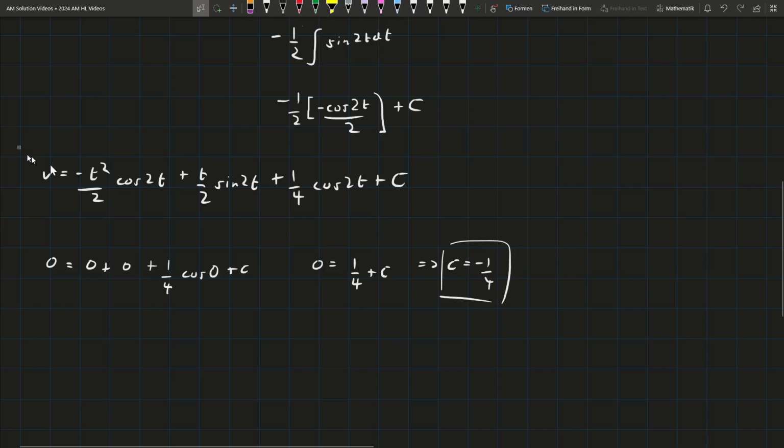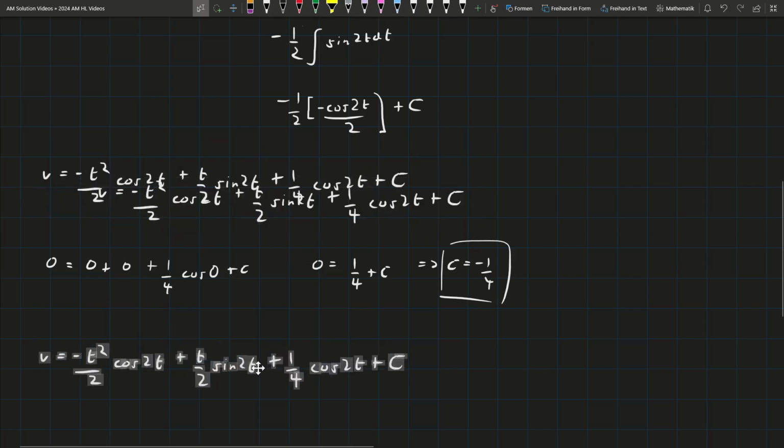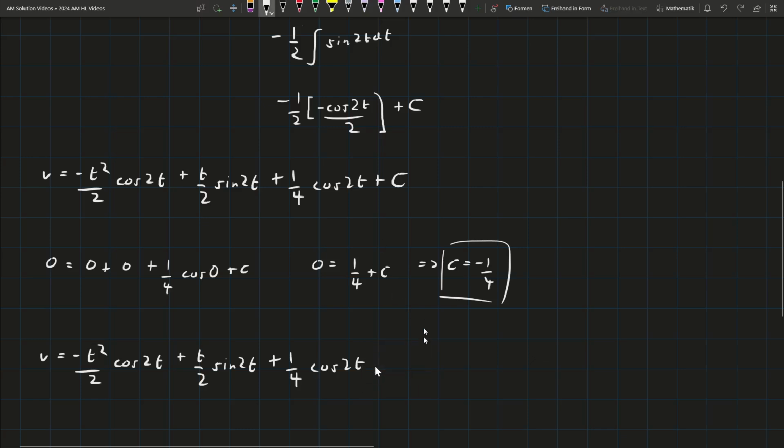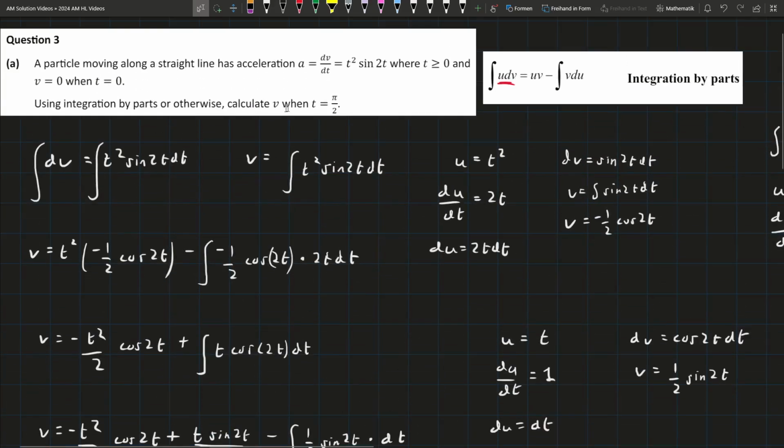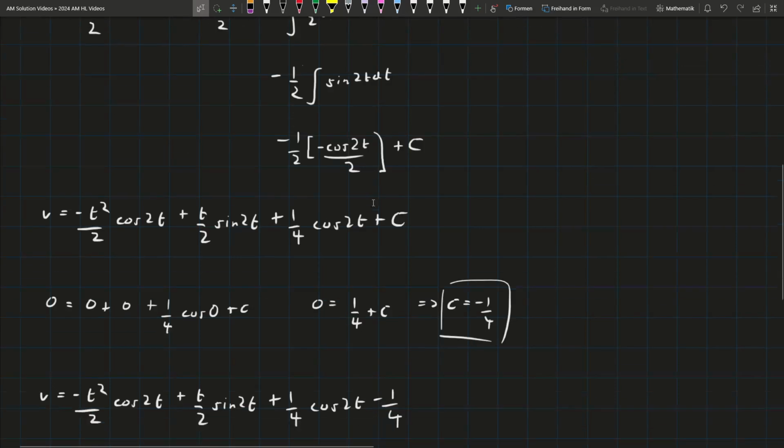So that means that our equation for v, which I'm going to copy down because I'm lazy, is going to be, instead of plus c, we're going to have minus a quarter. And now, finally, we're asked to calculate v when t is pi over 2.